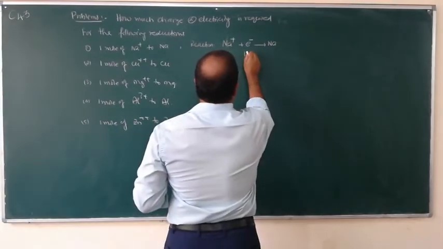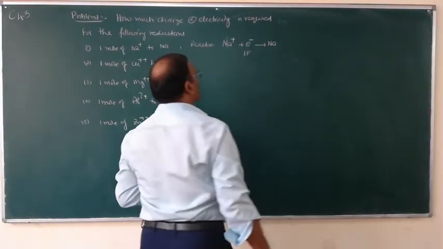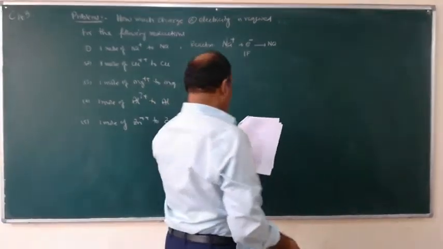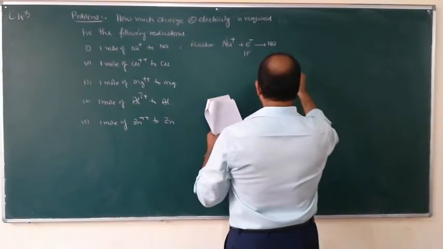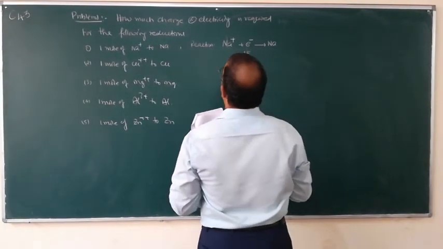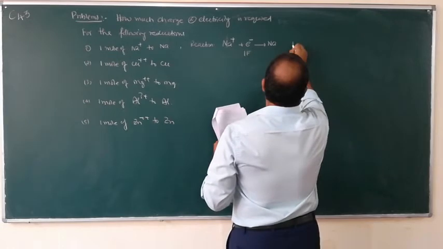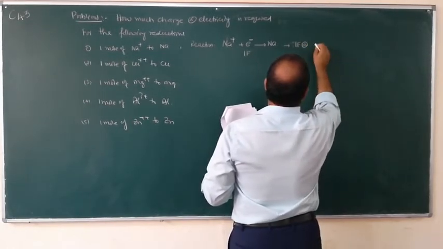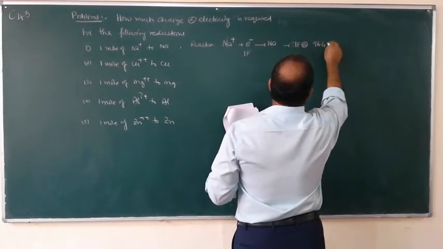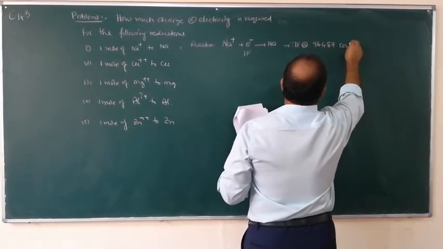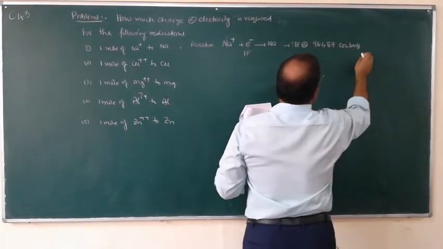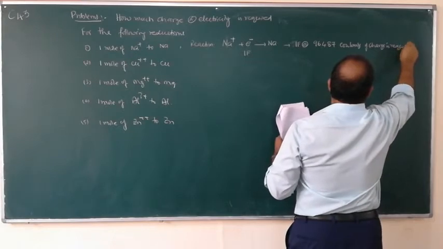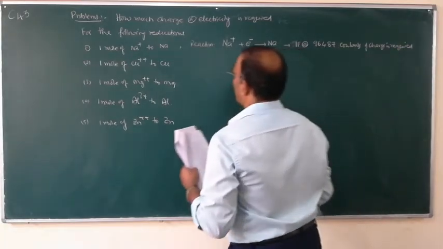It is also called 1 Faraday. The charge carried by 1 mole of electrons is called 1 Faraday. Therefore, what is the charge required? So here, 1 Faraday or 96,487 coulombs of charge is required.